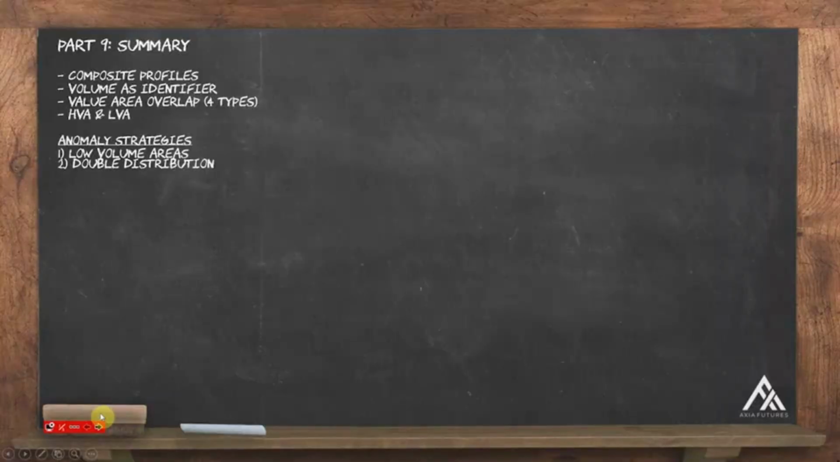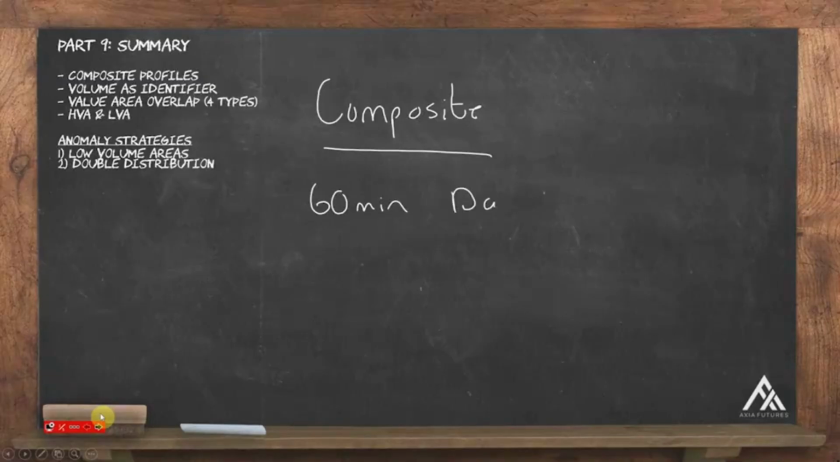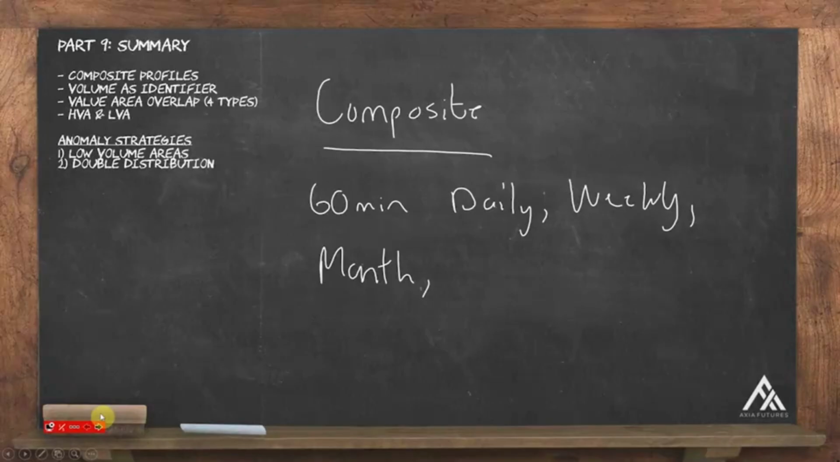What we started talking about in part 9 was the composite profiles, and we said that a composite profile is nothing more than a volume profile created over a desired time frame. We spoke about some of the time frames being anything from a 60-minute to a daily, a weekly, a monthly, and even sometimes on a fundamental move. And we said that the reason we create these composite profiles is merely so that we can extract various types of information out of the auction process.